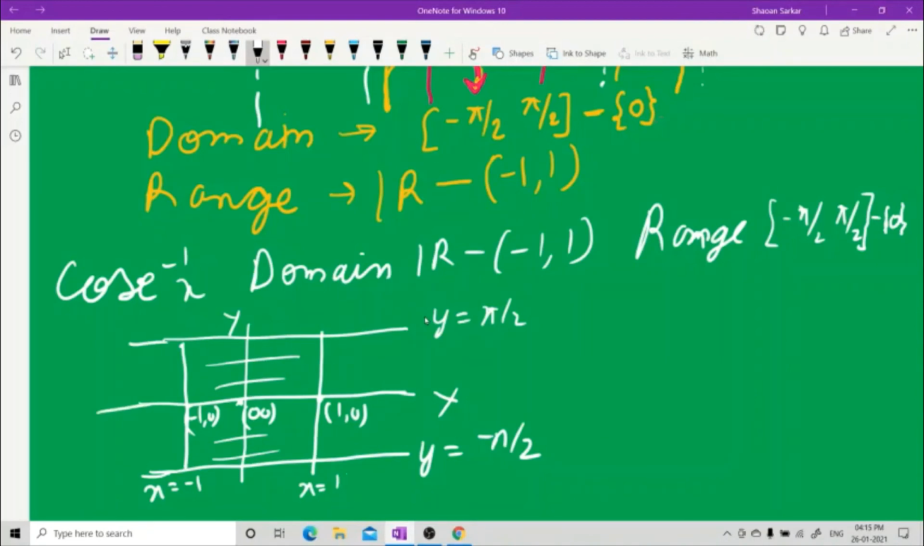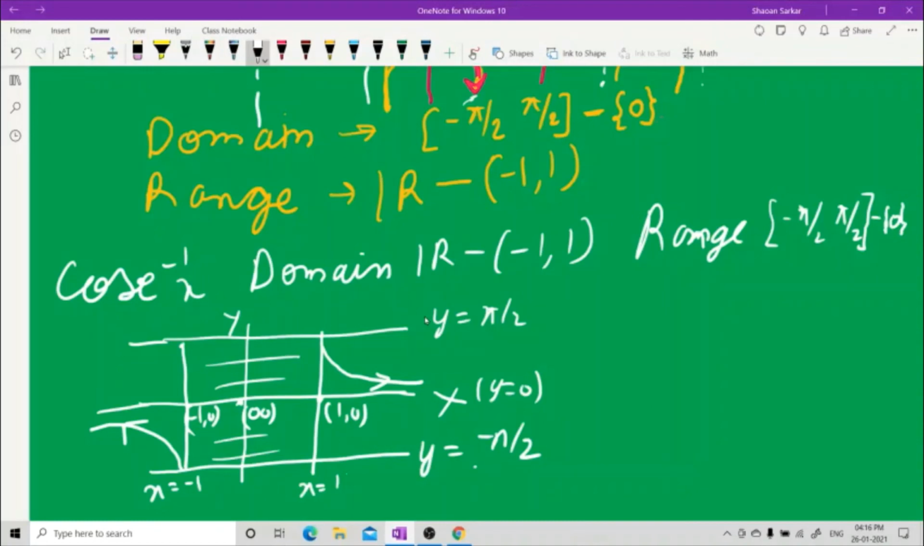See, this is my x-axis. In this case, from x = -1, it will go to this side, and from minus pi by 2 it will go to 0. This is the y equal to 0 line, and from here it will also go to 0 side this way. This will be the movement of my graph. This will be my cosec inverse graph.